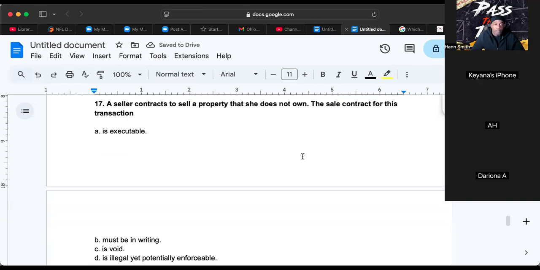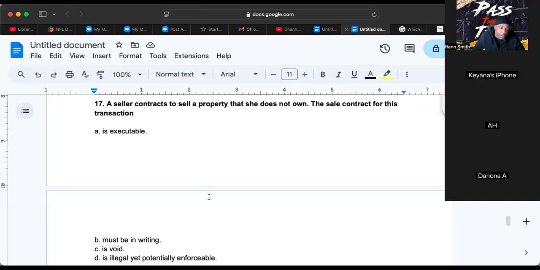All right. We've got three more. Question 17: A seller contracts to sell a property that she does not own. The sale contract for this transaction is A, executable; B, must be in writing; C, void; D, illegal yet potentially enforceable.